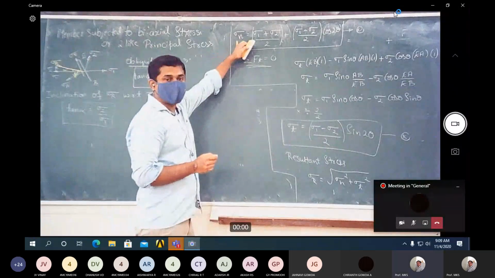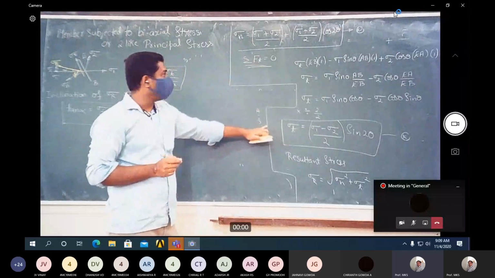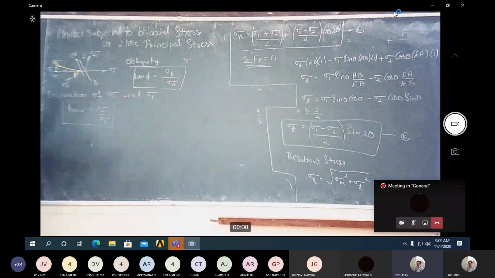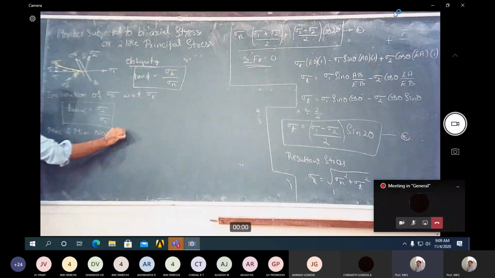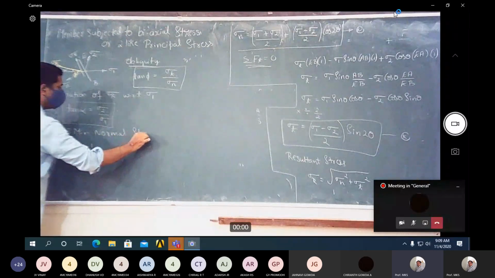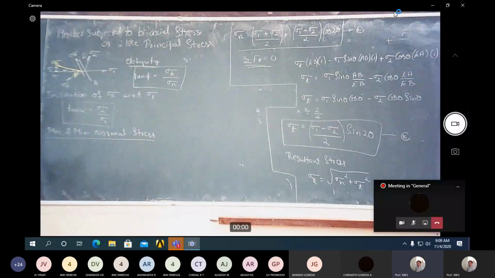Next, when the normal stress will be maximum and when the tangential stress is maximum, you need to write at last. So when we have maximum and minimum normal stress, if you look at the equation, we have cos 2 theta, right? So when will cos 2 theta be maximum?